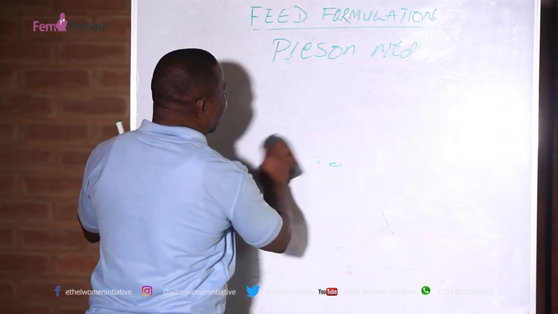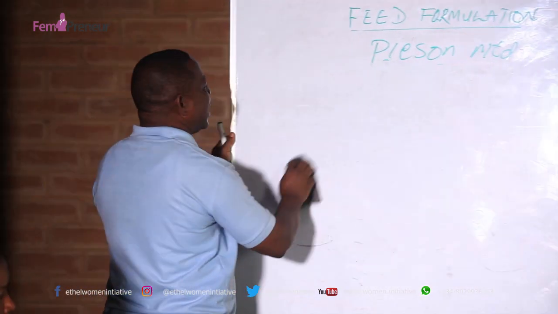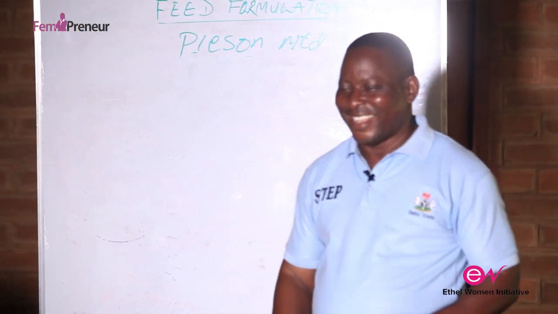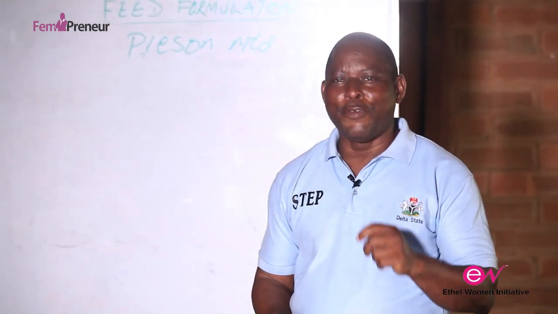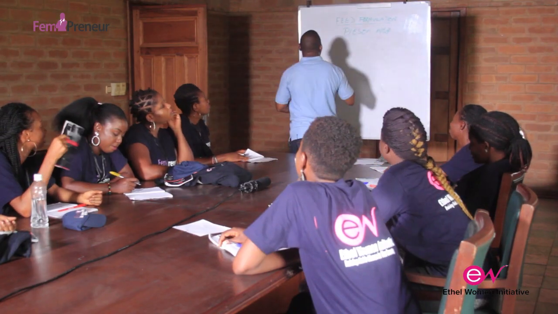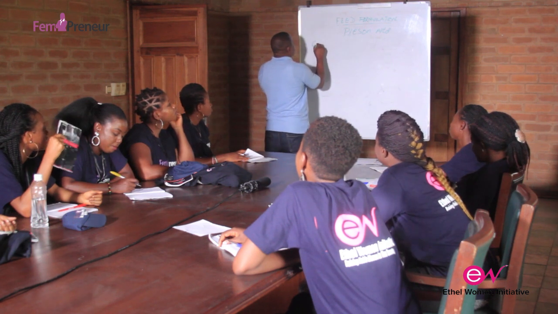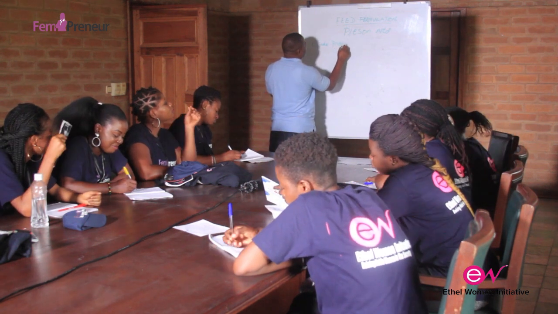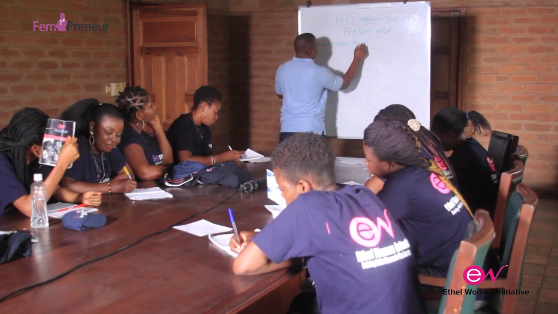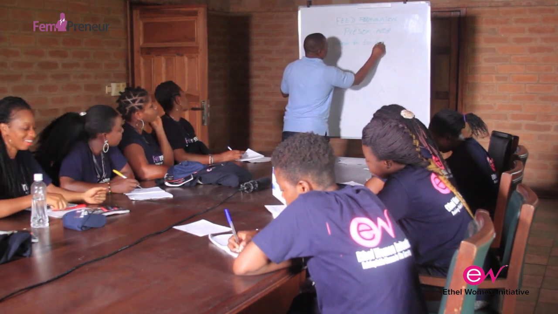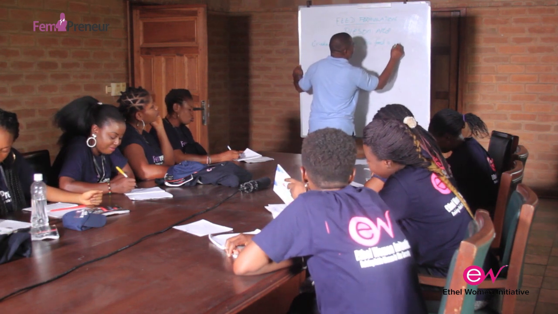Now, let's assume we want to prepare feed for essay so that essay will grow well. And we are asked that the feed we want to prepare for essay should have 40% crude protein. Crude protein needed for essay feed is 40%.